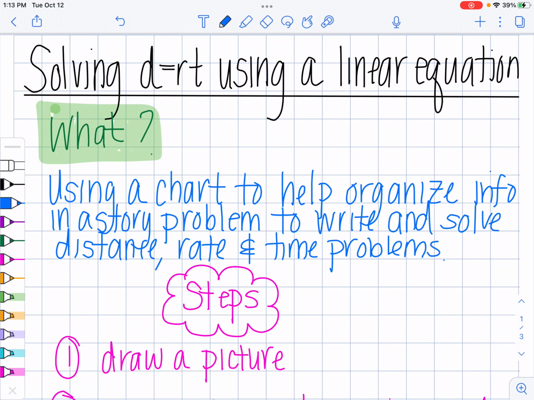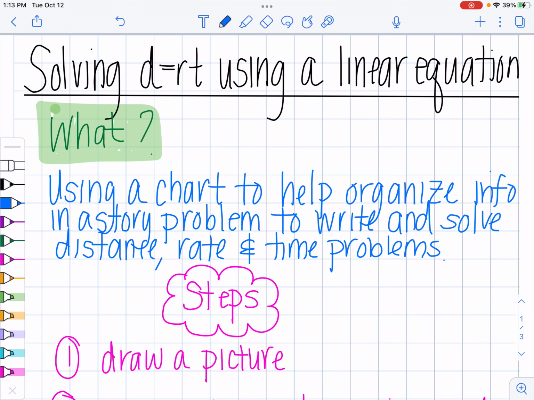Hi there! In this video, we're going to learn how to solve a distance, rate, and time problem using a linear equation. So what does that mean? We're going to look at story problems that deal with distance, rate, which is the speed, and time. And we're going to use a chart to help us organize all the information that the story problem gives us to write and solve a distance, rate, and time story problem.